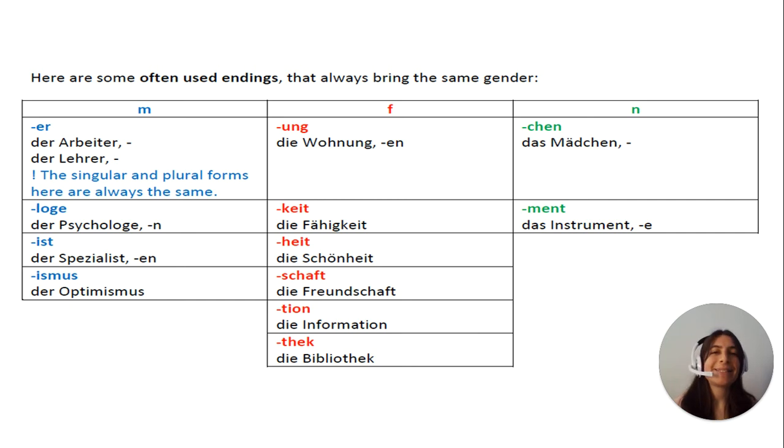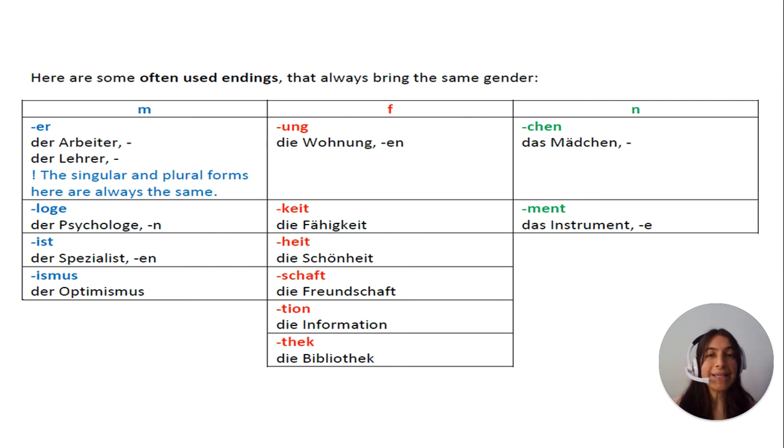Okay, let's see the endings that will give you feminine. This is ung. This ending is very much used in German words. Die Wohnung. As soon as you see a noun that is ending on ung, you know that it's definitely feminine, and the plural form is en, always.